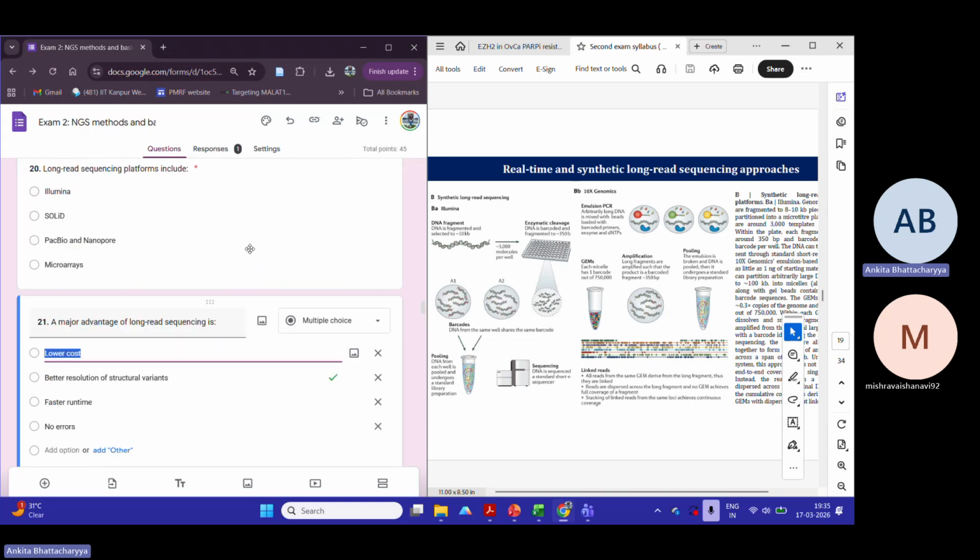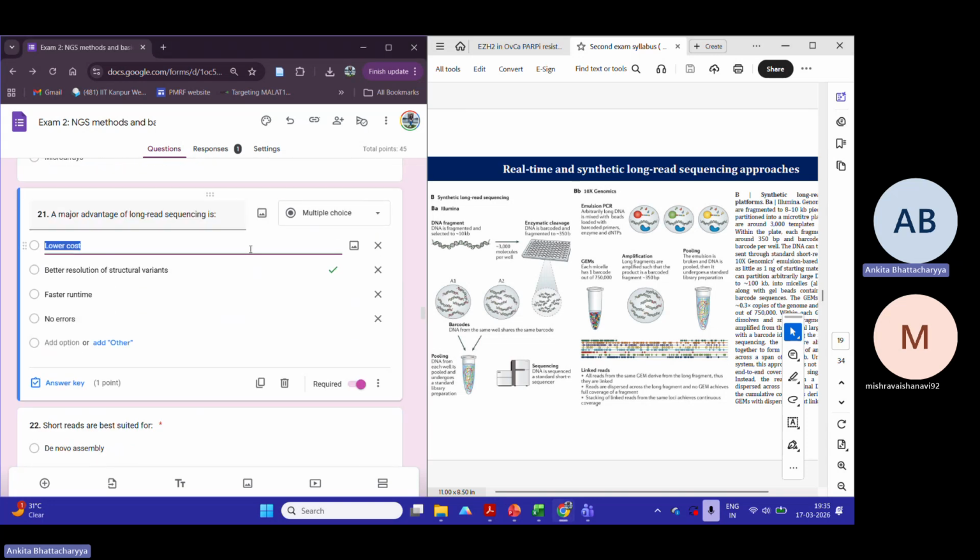A major advantage of long read sequencing is A, lower cost, B, better resolution of structural variants, C, faster runtime, or D, no errors. In this case, for long read sequencing, structural variant resolution would be quite useful. Cost, of course, is more, runtime is higher, error-prone nature is higher. So the only advantage that remains is that you get way more in-depth information about structural variants, at a much more resolved scale, and as a result, it's better.